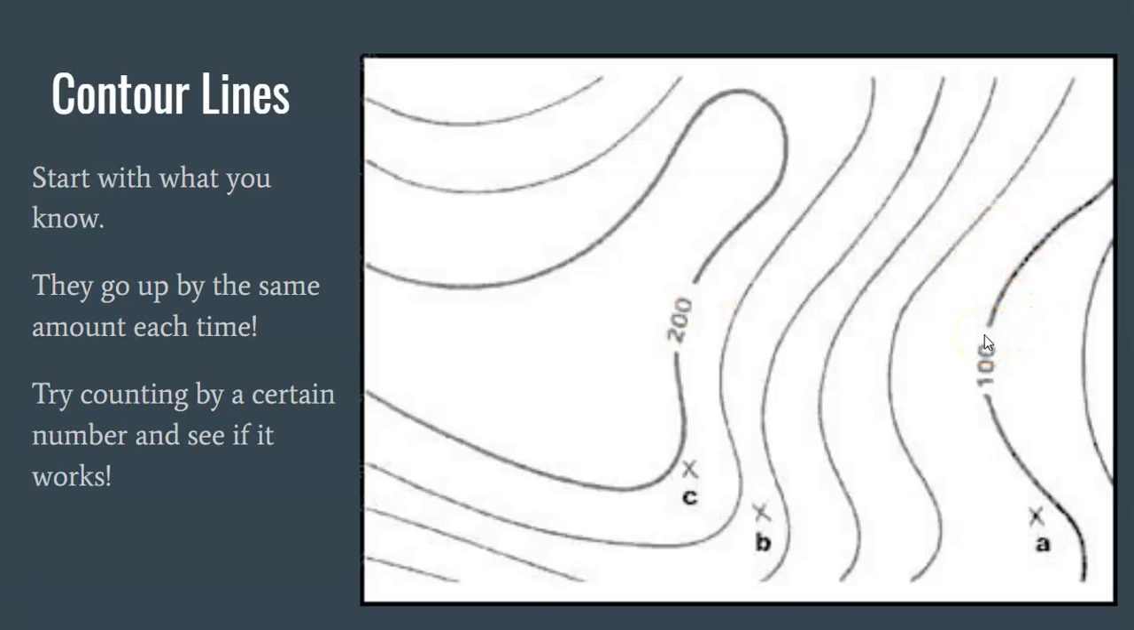So I'm going to pick 25s because they're easy to count by. So 100, 125, 150, 175, that would make this line 200. So that's not right. So I got to make it a little bit less. So let's try a 20. 120, 140, 160, 180, 200. So you might have to do a little trial and error, but it does go up each time by the same amount.